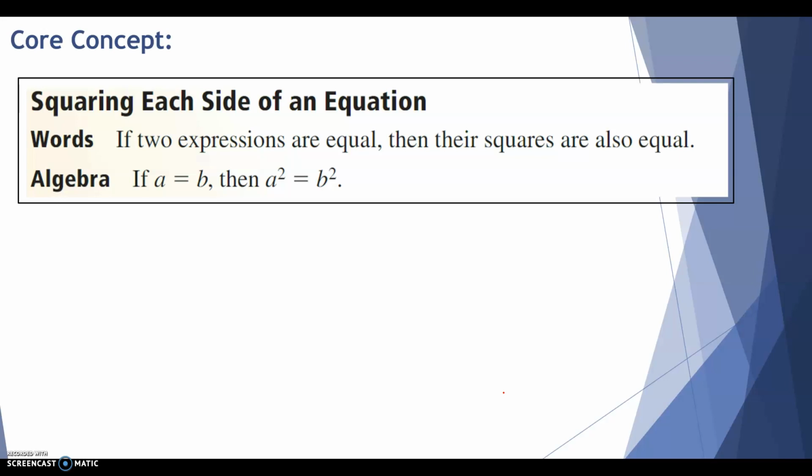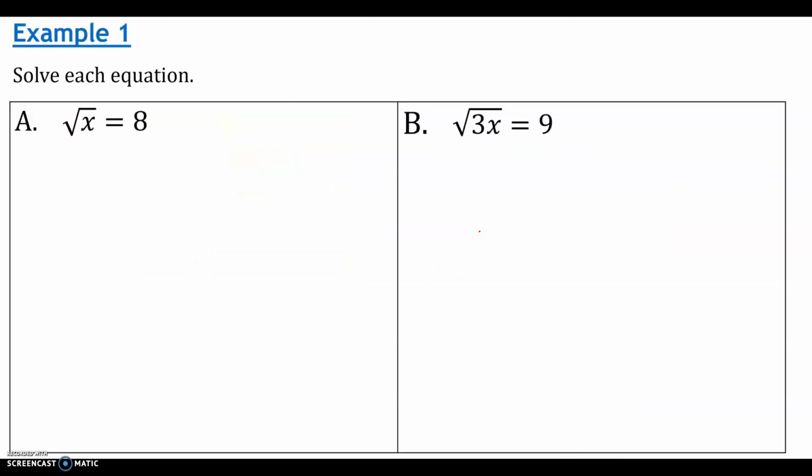If you have two expressions that are equal, then the squares are also equal. So if you have a equals b, if you were to square both sides, you would get an equivalent expression. If you do something to one side, you of course do it to the other side. That should not be something new. It's just now you're going to be squaring each side in order to get rid of the radical.